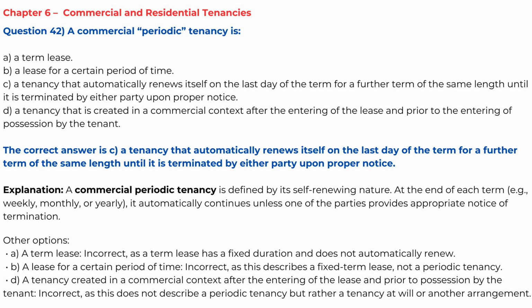Other options. A. A term lease. Incorrect, as a term lease has a fixed duration and does not automatically renew. B. A lease for a certain period of time. Incorrect, as this describes a fixed-term lease, not a periodic tenancy. D. A tenancy created in a commercial context after the entering of the lease and prior to possession by the tenant. Incorrect, as this does not describe a periodic tenancy, but rather a tenancy at will or another arrangement.